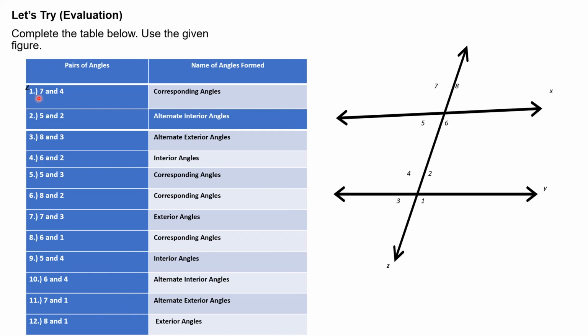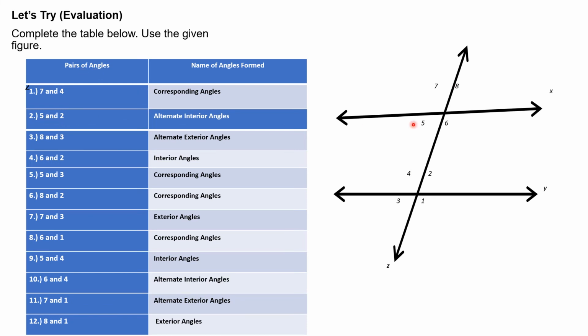So we have number 1, angle 7 and angle 4. They are corresponding angles because angle 7 is an exterior angle and angle 4 is an interior angle, and they are both on the left side of our transversal line. So angle 7 and angle 4 are corresponding angles.